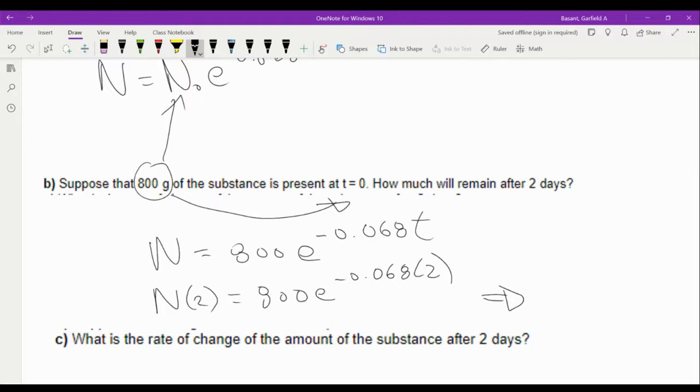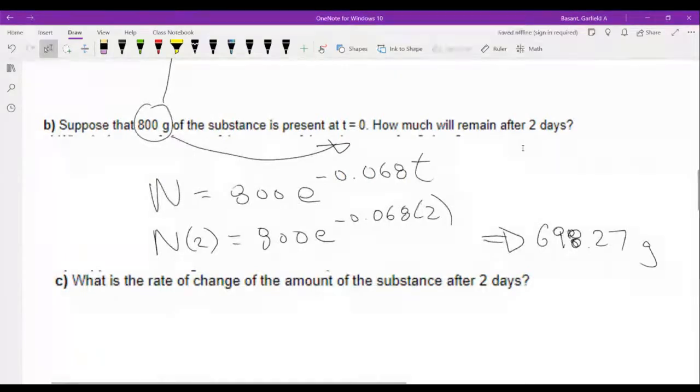What do we get for this? $698.27. Okay, 698 grams. So after 2 days, we have 698. What is the rate of change of the amount of substance after 2 days?